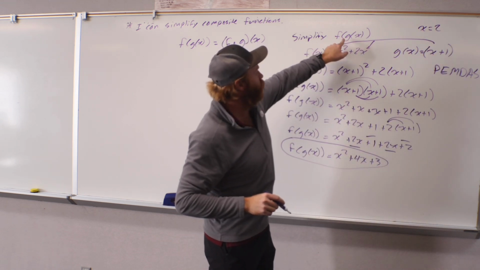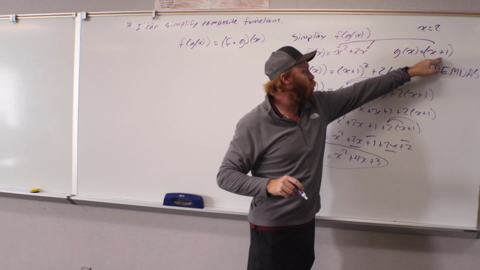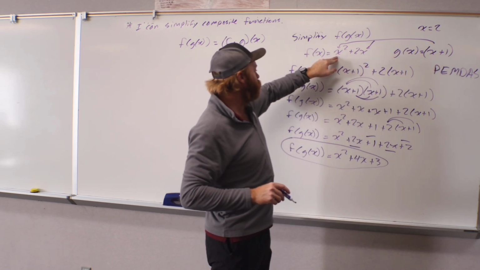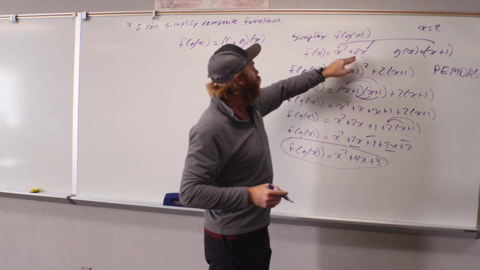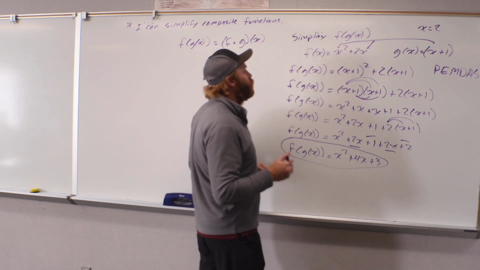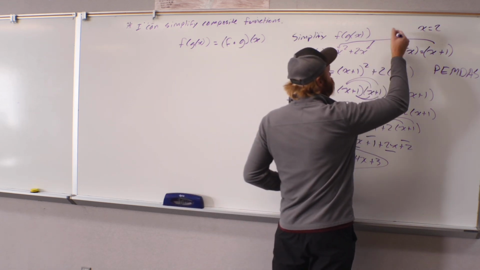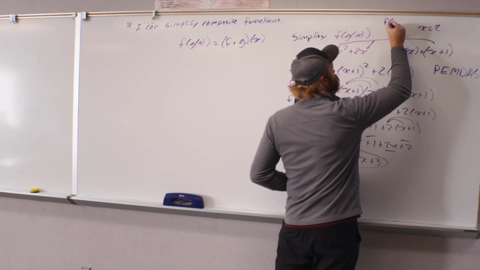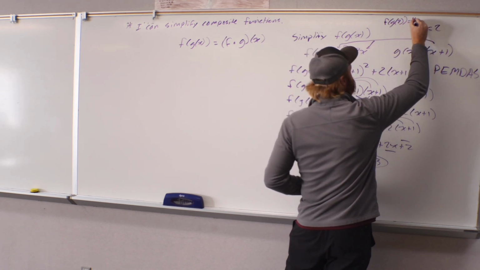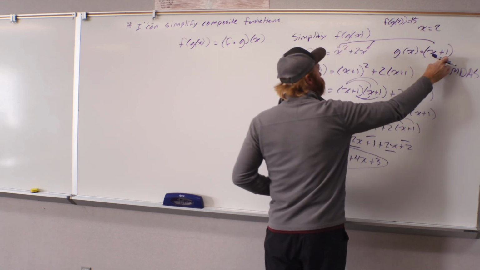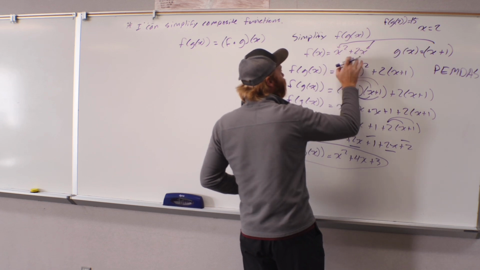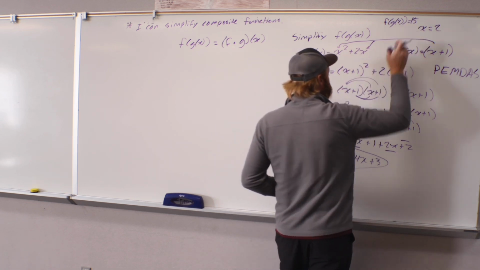So f of g of x, so we would do our g of x first, so we'd have 2 plus 1, which is 3. Plug the 3 in. 3 squared is 9 plus 2 times 3, which is going to be 6, and 9 plus 6 is going to be 15. So if we did f of g of 2, we would get 15. Let's double check that one more time. 2 plus 1 is 3, plug our 3 in. 3 squared is 9, 9 and 6 is going to be our 15.